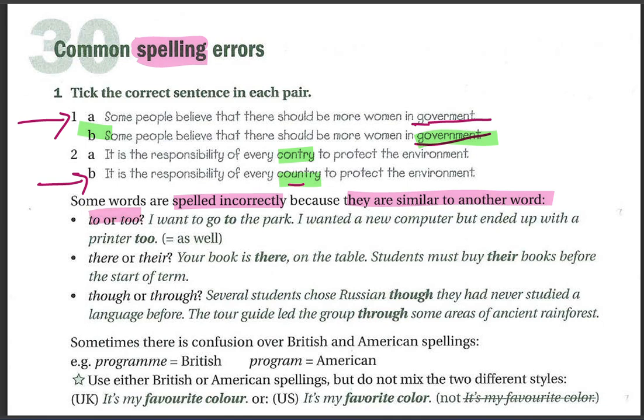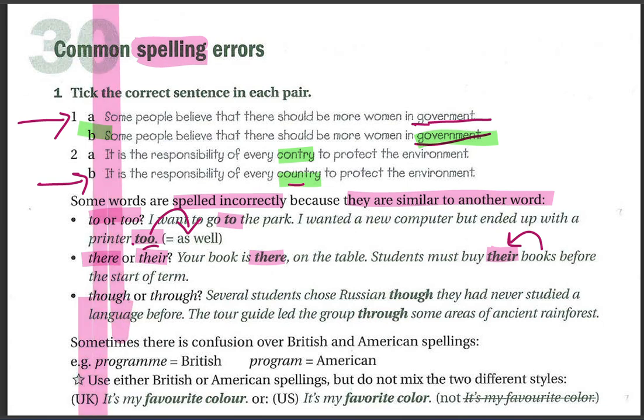To or two. I want to go to the park. I wanted a new computer but ended up with a printer too. In here, too with double O means as well. The next, there and their. Your book is there. It's about the location of the place, of something. It's about the place, yes? Students must buy their books. So in here, it shows that it belongs to them, yes? Not the place or location.